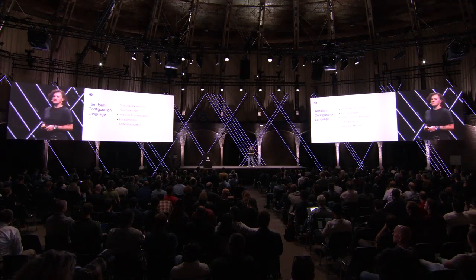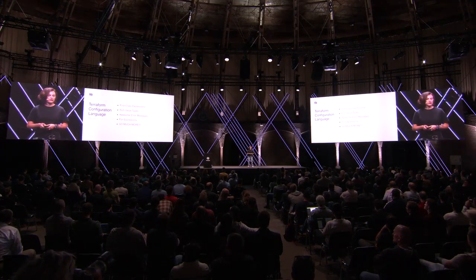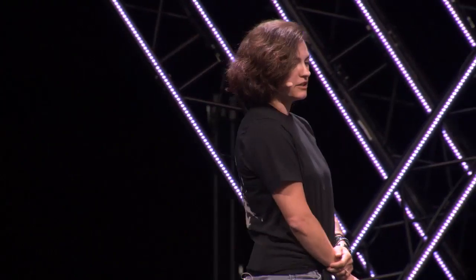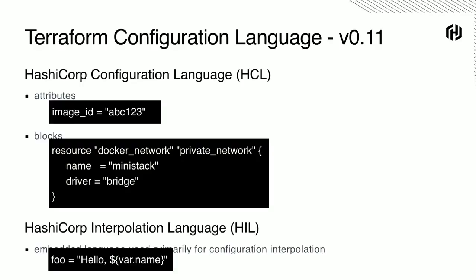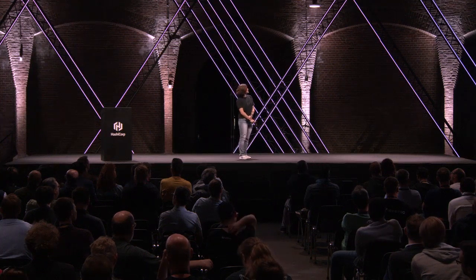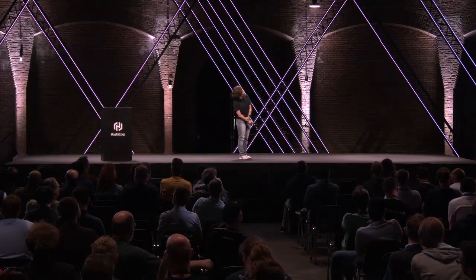The bulk of this talk is going to be focused on enhancements to the Terraform configuration language. I've got a lot of points to cover, and this is barely scratching the surface. In Terraform 0.11 and earlier, the Terraform configuration language was made up of two main components and some native Terraform bits. These components were HCL, which is the HashiCorp Configuration Language, and HIL, the HashiCorp Interpolation Language.